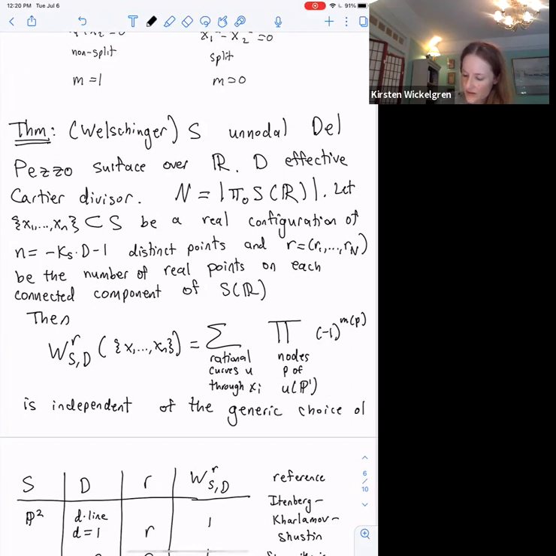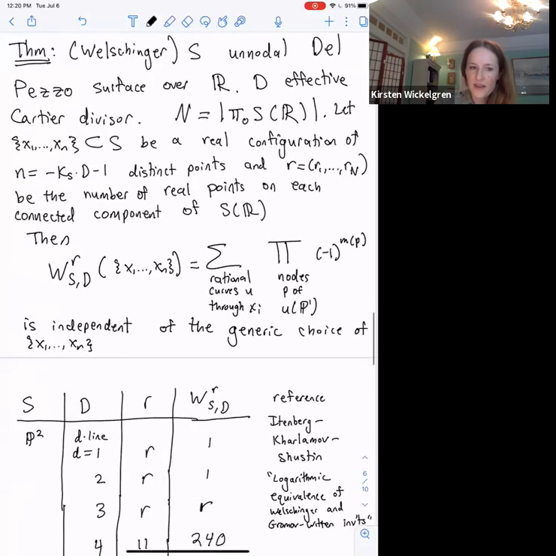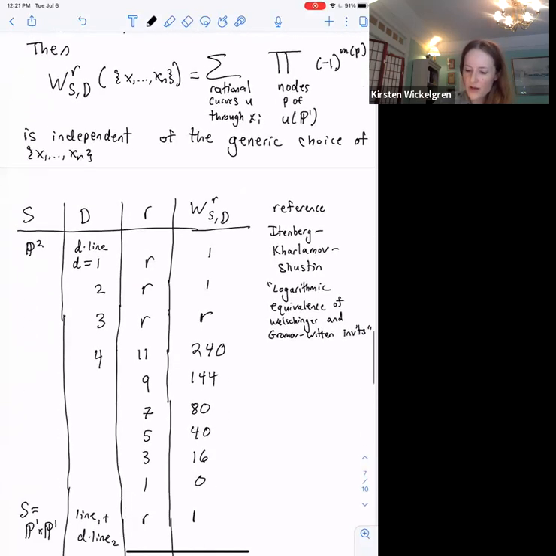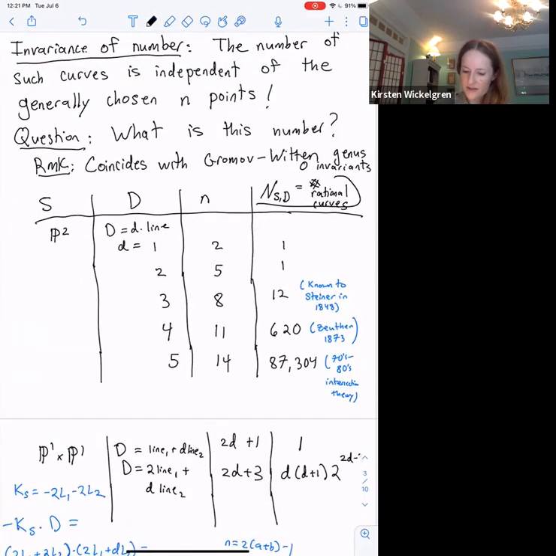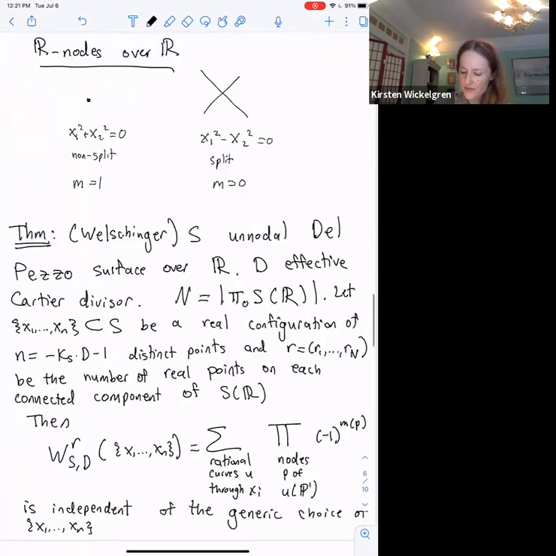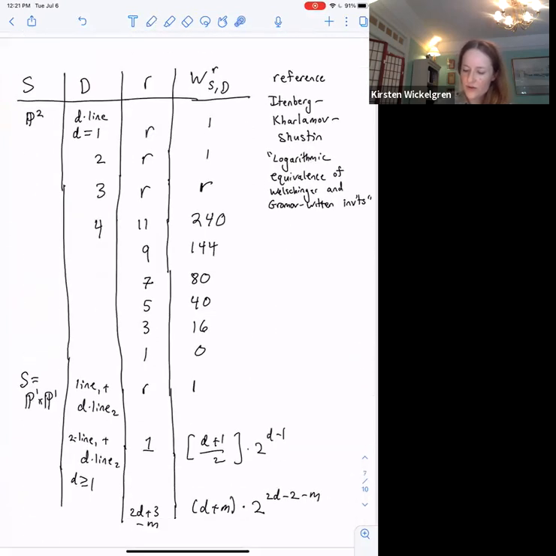Or general. These can also be computed. So here are some computations from Edinburgh, Karlamov, Schusten. For them, this is the Welschinger, and the Gromov-Witten are these here, although there's also a Gromov-Witten perspective on those. So here we go.